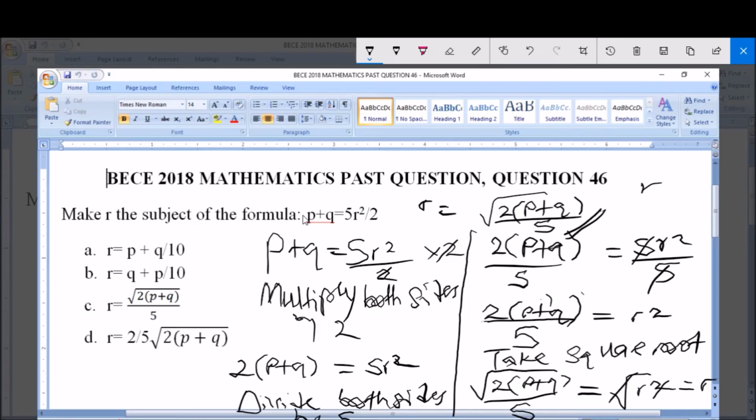Now which of these options corresponds to our answer? A says R is equal to P plus Q all over 10, which is wrong. B says R is equal to Q plus P all over 10, which is wrong. And C says R is equal to square root of 2 into P plus Q all over 5, which is correct. It corresponds to our answer. And D says R is equal to 2 all over 5 square root of 2 into P plus Q, which is wrong. So therefore the final answer to this question is option C.